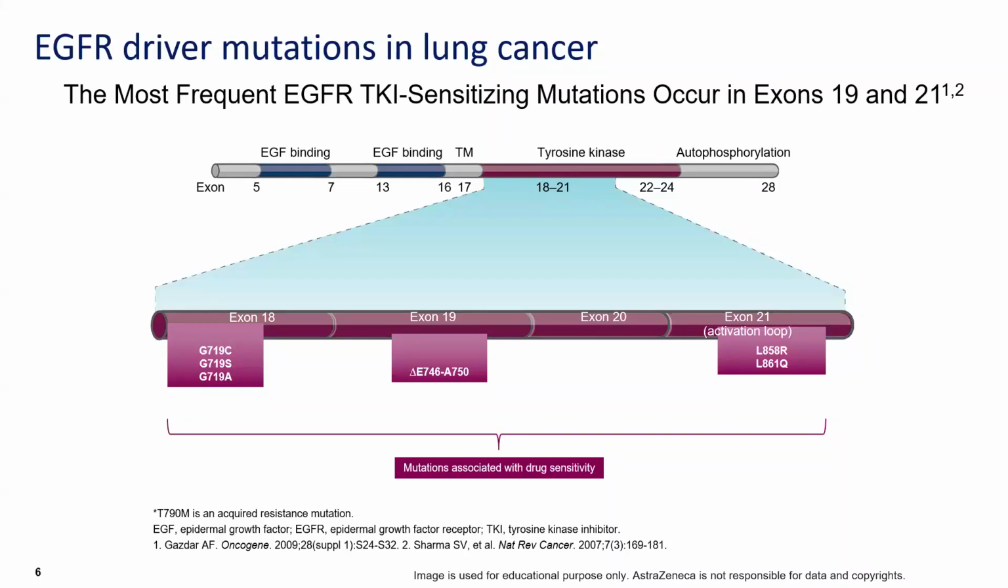For EGFR driver mutations in lung cancer, the most frequent EGFR TK sensitizing mutations occur in exon 19 and 21. Exon 20, we do see sometimes upfront or post-treatment, as mutations or insertions. So these are exon 18, exon 19, exon 21, the three most common mutations we see, but 19 and 21 constitute by and large 80%. Next slide.